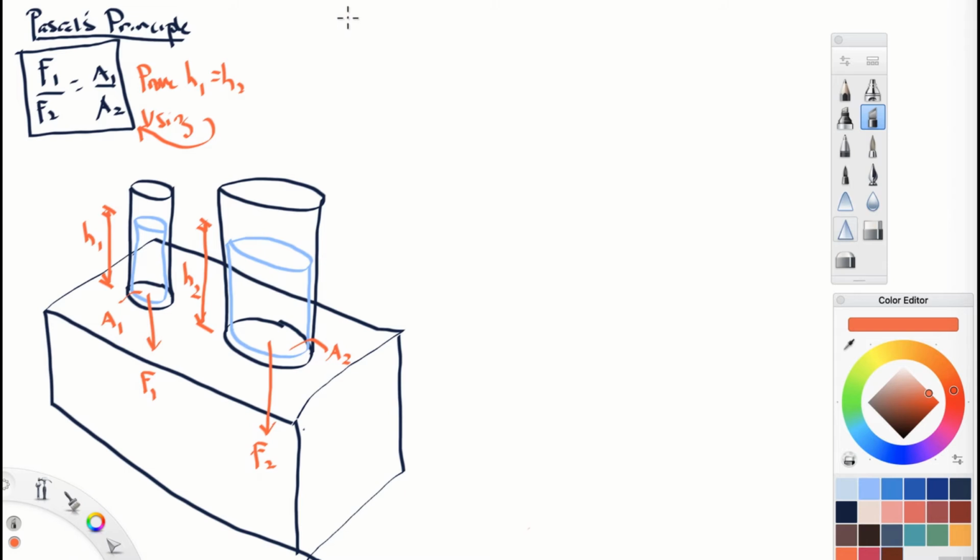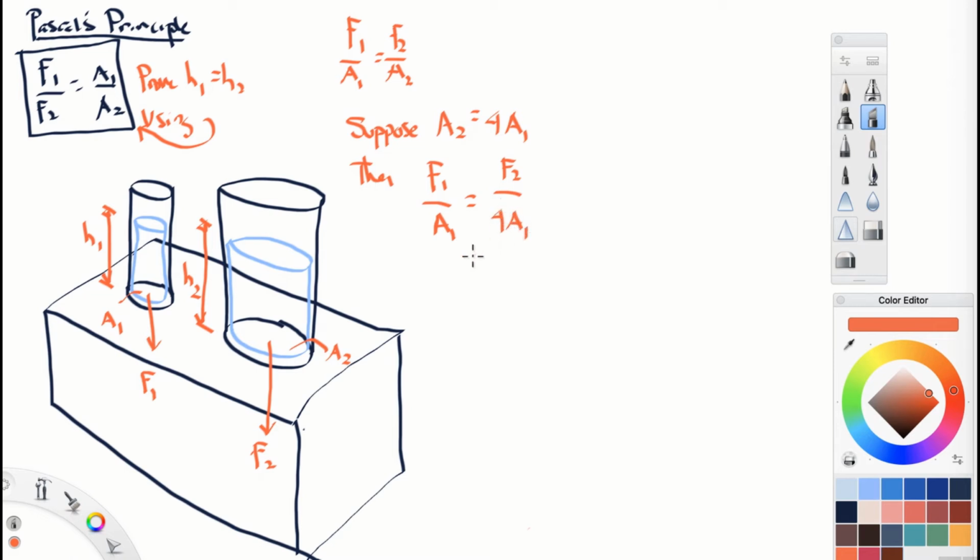Well, let's start with Pascal's principle that F1 over A1 equals F2 over A2. In other words, this chamber acts like a machine for multiplying forces. So if you have this force over this area and this force over this area, they have this relationship. We've been spending the last couple of lectures explaining why that is. Now let's suppose, for example, that area 2 is 4 times area 1. So this here is 4 times as big as that. If that's the case, then F1 over A1 equals F2 over 4 times A1. That's what we just said.